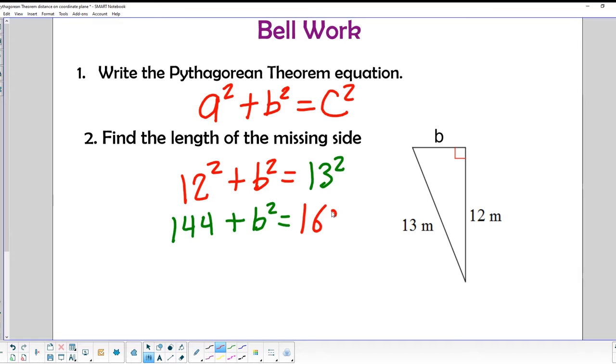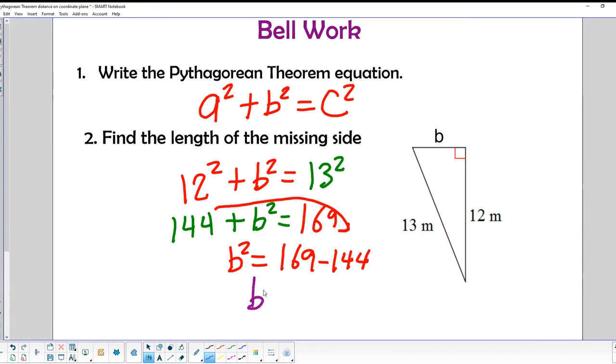So we got 169. Now to get b by itself, we have to move the 144 to the other side of the equation. So we end up with b squared equals 169 minus 144. And 169 minus 144, well, if we're not sure, we get our calculator back out. There's 169, subtract 144, and that equals 25. So b squared, in our case, equals 25.